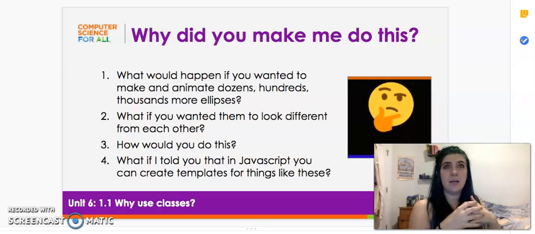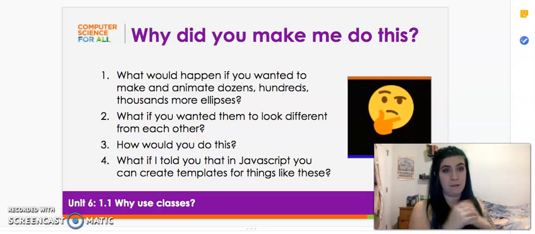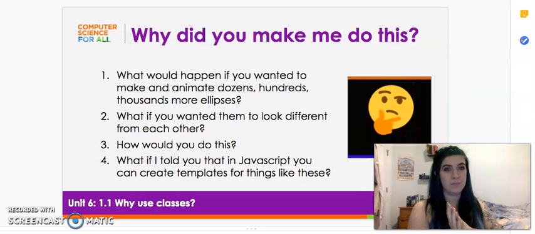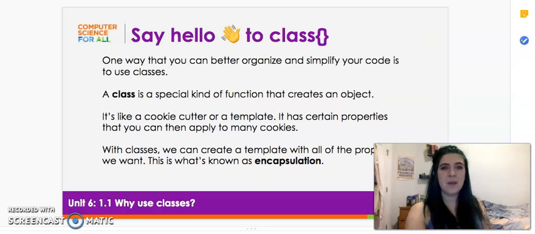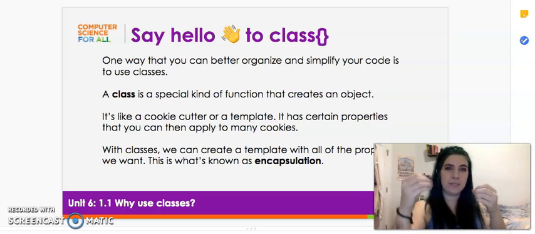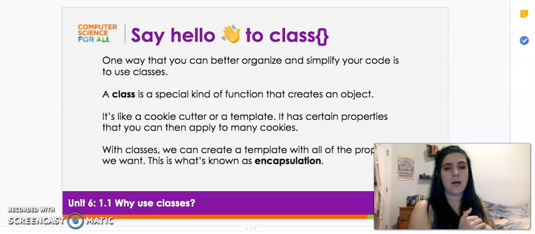JavaScript has a template format, and it's not just JavaScript because object-oriented programming exists in a lot of languages. Some languages are more object-focused than others, and JavaScript is mostly objects, which is what you're going to find out shortly. So this template that we're using is this idea of a class. Classes are a way to organize and simplify our code, but they're also kind of like a super variable mixed with a function, and that's what we're going to start getting into as we go through our code alongs. Classes are a special kind of function that create an object.